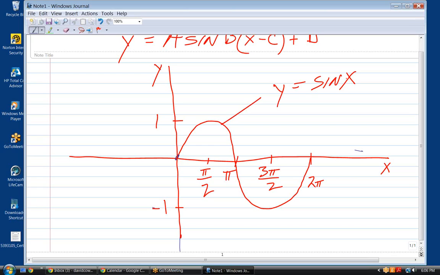If I say y equals sine of 2x, where the 2 goes in front of the x, in other words, now it's like this formula up here, the b is 2, that is going to affect the period of our sine curve. Normally the period would be 2 pi, but the period is actually 2 pi over b. So if b is 2, what's the period going to be?